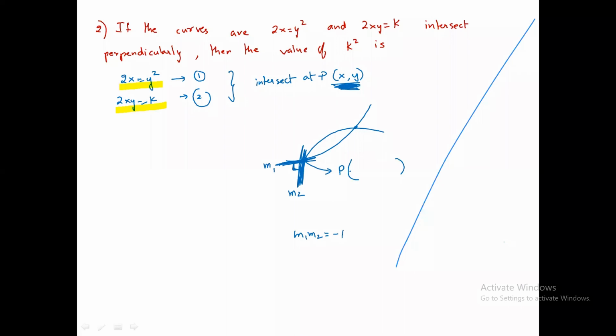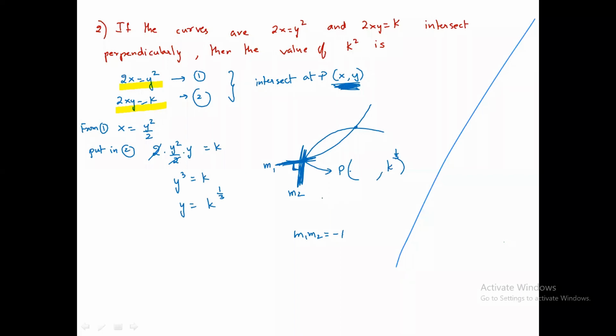You can take x value, x equal to y square by 2. This I am taking from the first equation and put it in the second equation. So 2 into x is y square by 2, into y, equal to k. So 2 and 2 cancel, y cube equal to k, y is k power 1 by 3. This is how we got the y coordinate, k power 1 by 3.